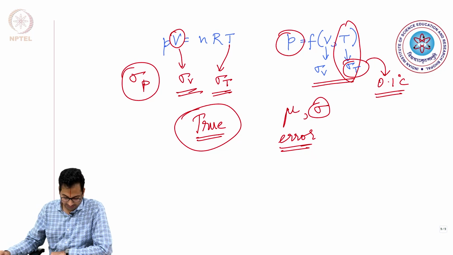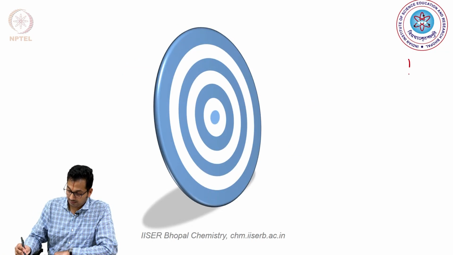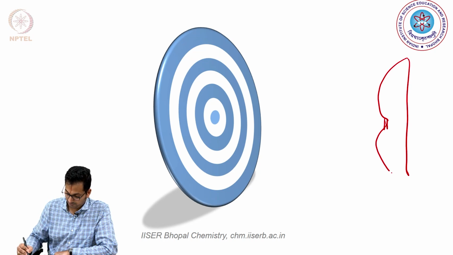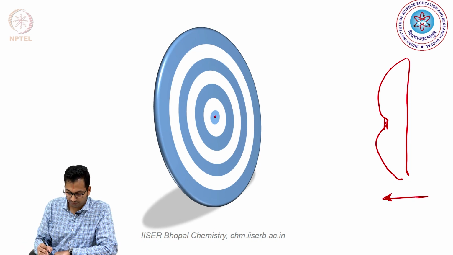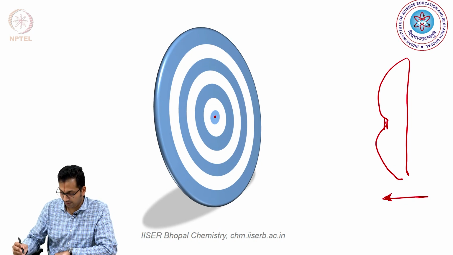In order to do this, let us take an example. For this example, let us think that there is an archer who has a bow, and then of course he is trying to use the arrows to pierce into the center of this target. Okay, so what is going to end up happening?